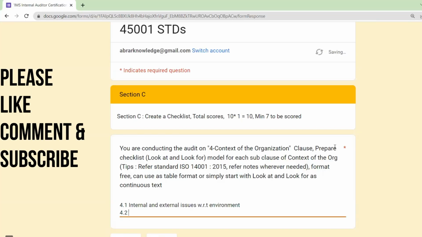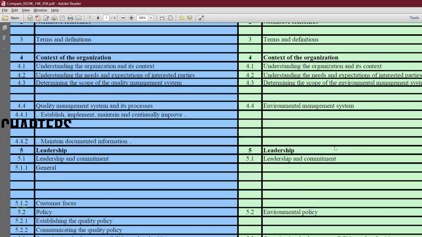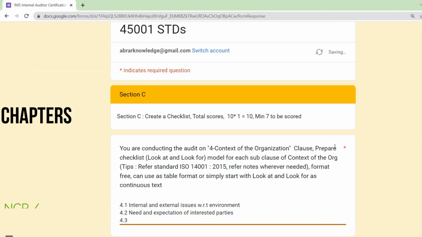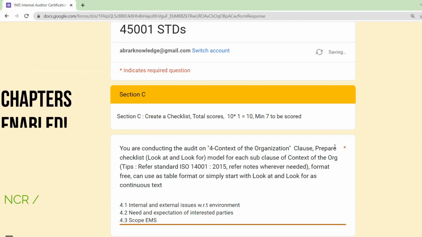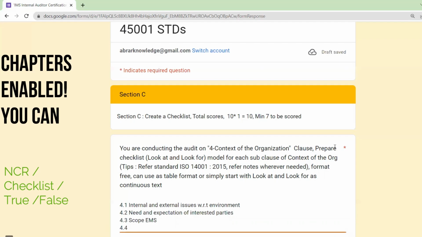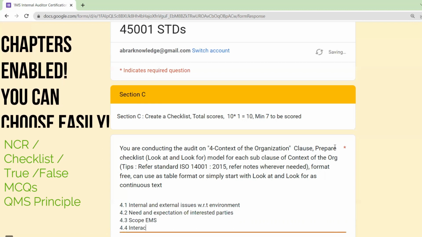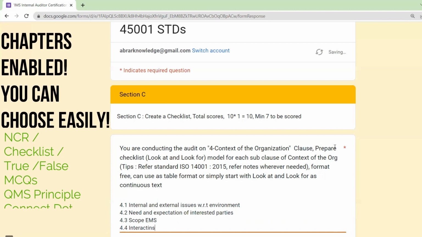So we can put it like needs and expectations of interested parties, maybe supplier or anybody who is serving the company. And then 4.3, the last one. So sorry, there are two more than that. What is the scope? Scope of the environmental management system. You can find it out. You can ask questions related to that. Environmental management system, how the interaction is there, how the processes interact, how it is linked to safety, all that you can talk about.